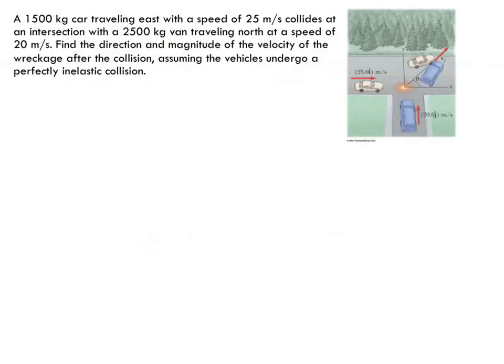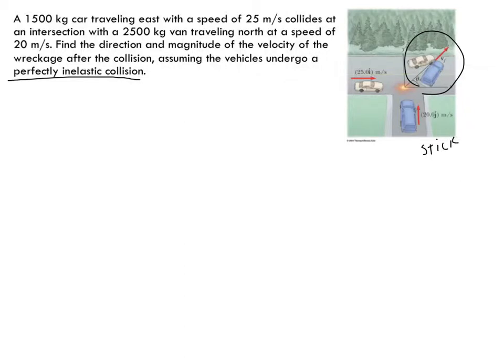So this problem says a 1,500 kilogram car traveling east with a speed of 25 meters per second collides at an intersection with a 2,500 kilogram van traveling north at a speed of 20 meters per second. Find the direction and magnitude of the velocity of the wreckage after the collision, assuming the vehicles undergo a perfectly inelastic collision. Again, perfectly inelastic means that they are going to stick together.